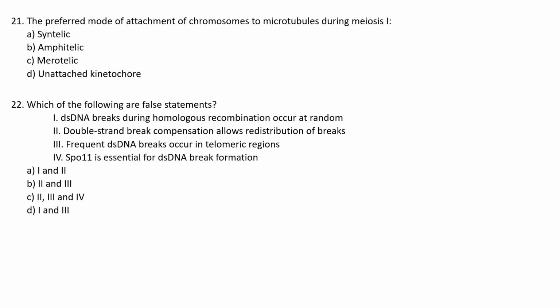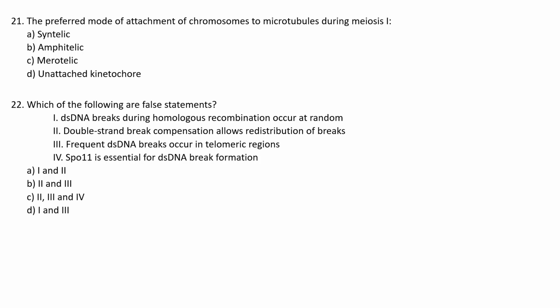If you look at sentence number 3, frequent ds-DNA breaks occur in telomeric regions, that is actually false. It is inhibited in the telomeric regions because having a ds-DNA break in a region that has a lot of repeating sequences is not a great idea. It can lead to some problems when it comes to repair. So 1 and 3 are false, and the answer is D. I'll also cover 2 and 4, and why they are true.